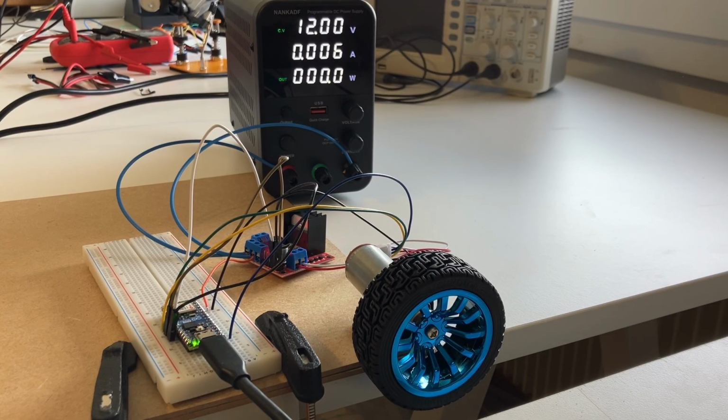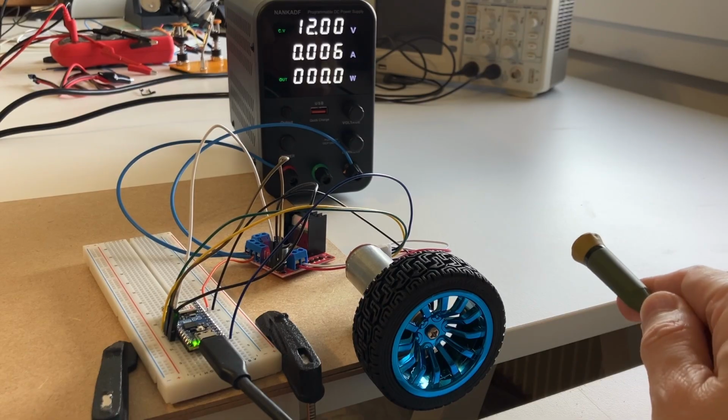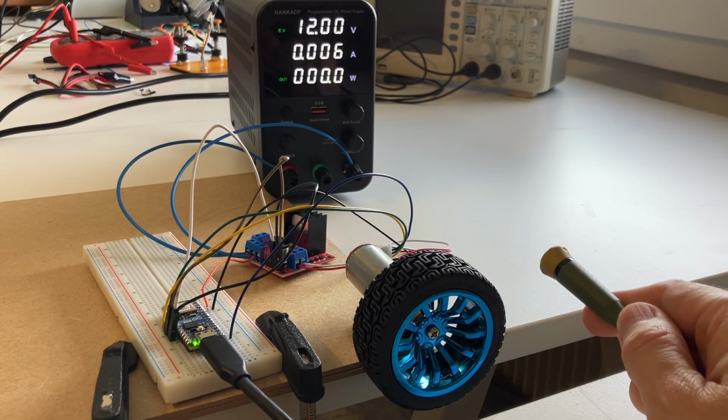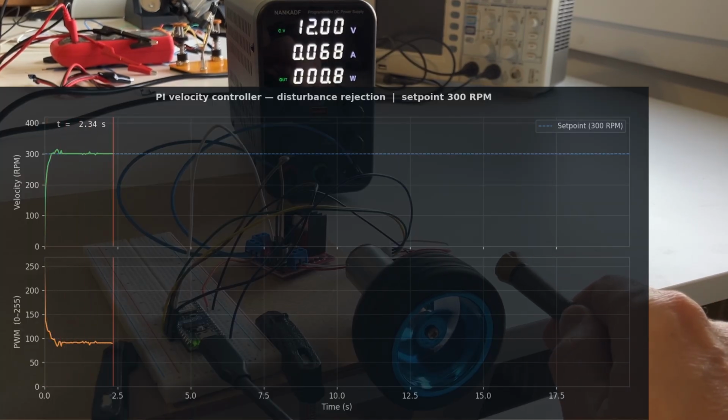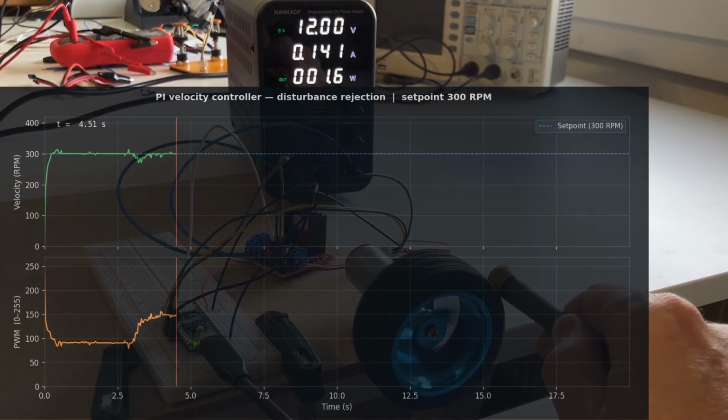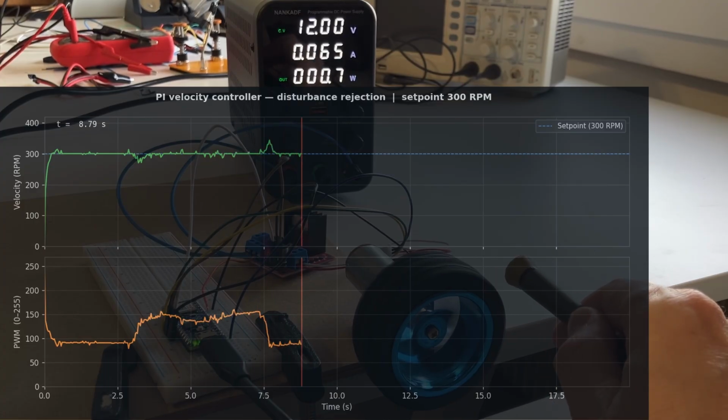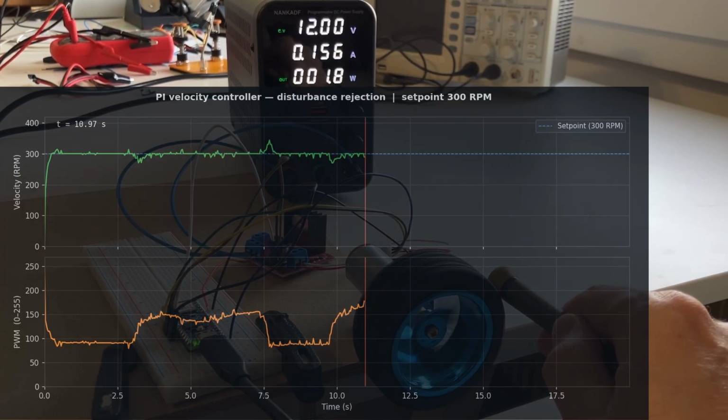Hey everyone, this is a brushed DC gear motor driven by an L298N and an Arduino Nano ESP32. The motor spins at 300 RPM. I apply friction on the wheel. Watch the PWM trace. The controller reacts in milliseconds.